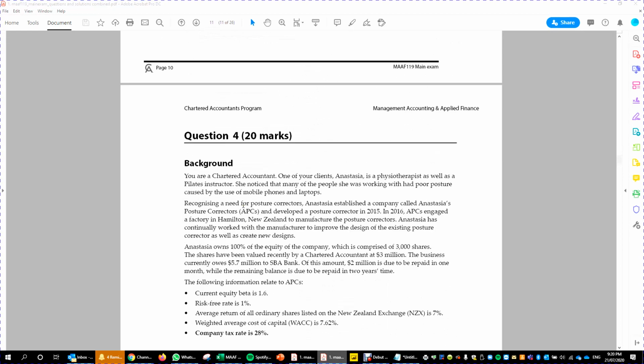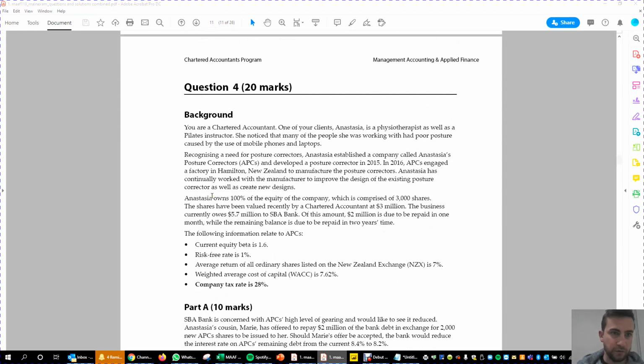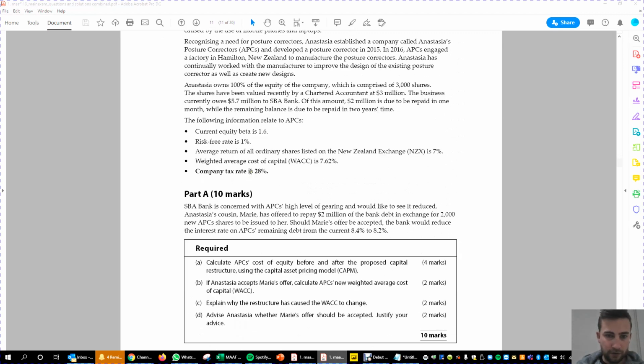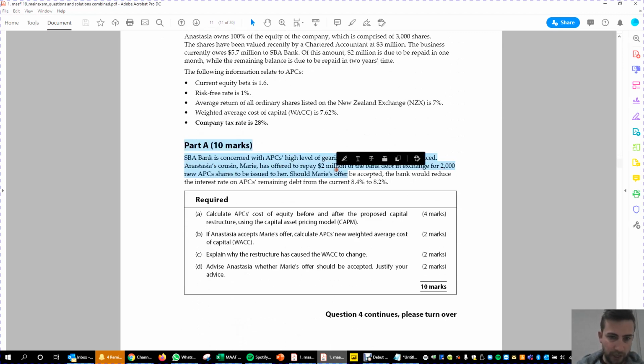Hey all, we're going to do question 4 of the MAAF119 main exam. So skipping ahead to the question, as usual, part A, we are required to calculate cost of equity using CAPM, the capital asset pricing model.